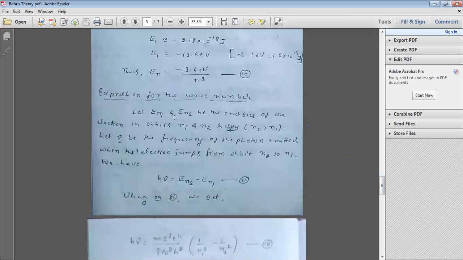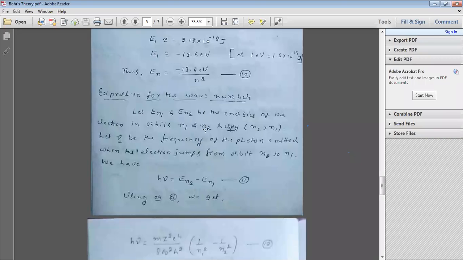Let En1 and En2 be the energies of the electron in the orbits n1 and n2 respectively. I have expressed energies in terms of the principal quantum number n. For an orbit whose principal quantum number is n1, the energy of the electron is En1. For an orbit whose principal quantum number is n2, the energy is En2. And we are assuming n2 is greater than n1, which means the electron is making a transition from n2 to n1.